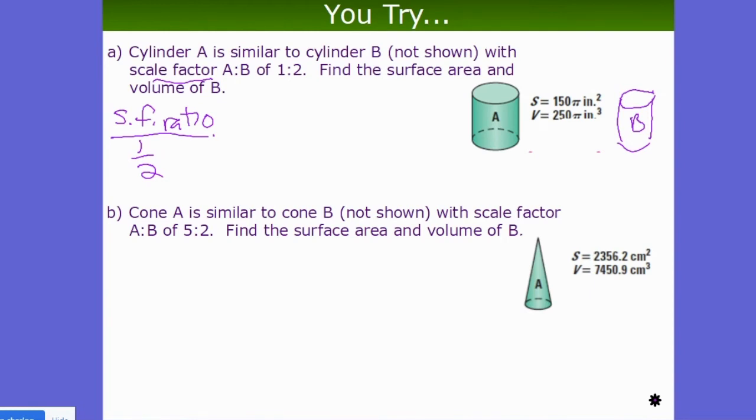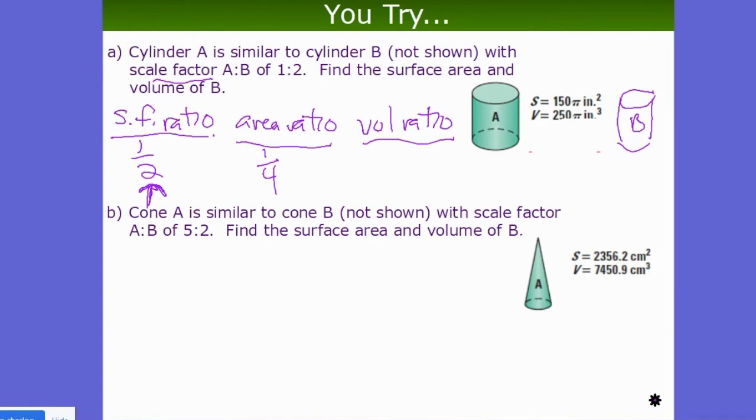Let's set up our ratios. The area ratio will be the square of this guy. So 1/2 squared is 1/4. And the volume ratio will be the cube. Again, go back to scale factor ratio. Don't go to area.